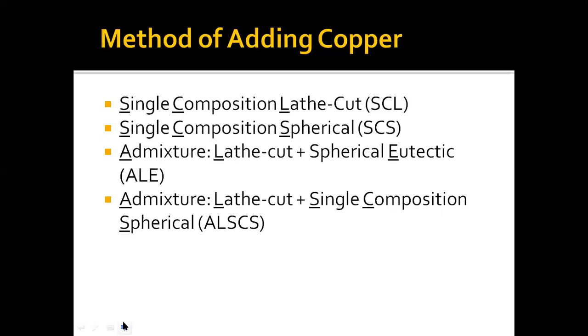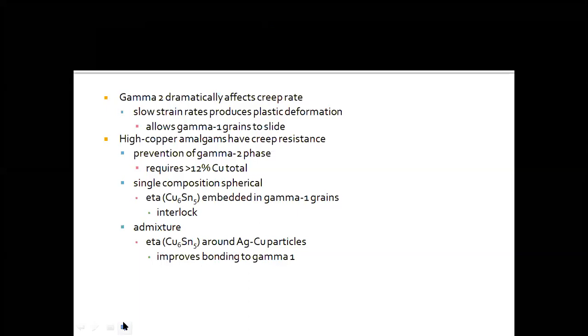This is the format. Now, gamma 2 phase dramatically affects creep rate. It will increase the creep rate. That's why we want less of gamma 2 phase. Slow strain rates produce plastic deformation, which allows gamma 1 grains to slide. Gamma 2 phase increases the creep because it forms more voids within your matrix. If you have more gamma 2 phase, it is a more voided matrix.